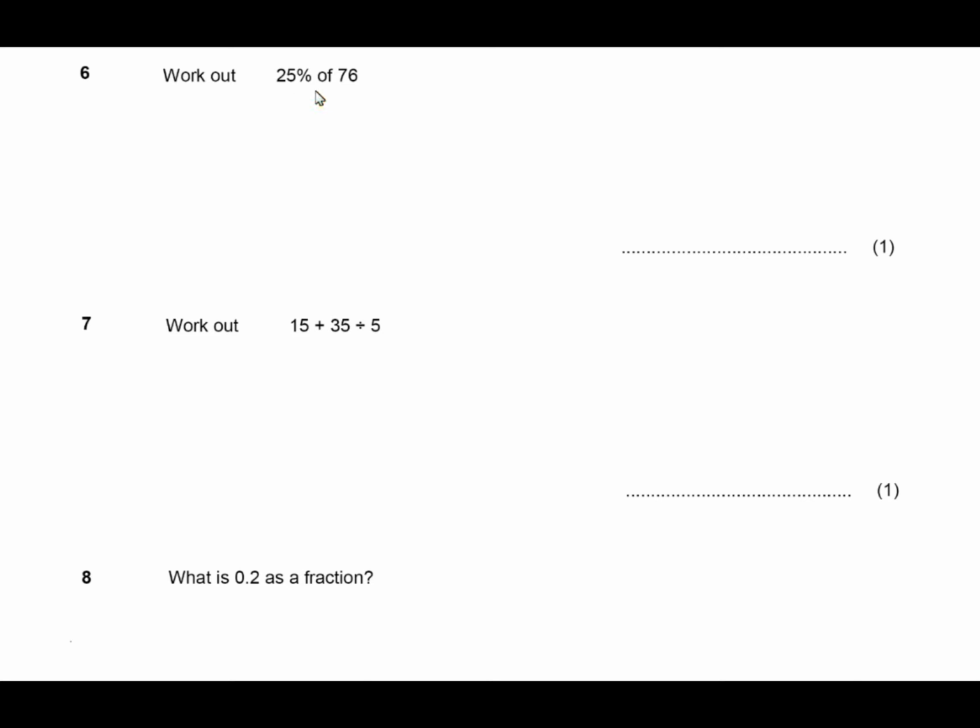Question 6, work out 25% of 76. Well, 25% we recognise as a quarter. So if we divide 76 by 2, we end up with 38. So that's a half. And then if we divide it by 2 again, we end up with 19. So 25% of 76 is 19. You can do this the same way using the 10% method if you want to.